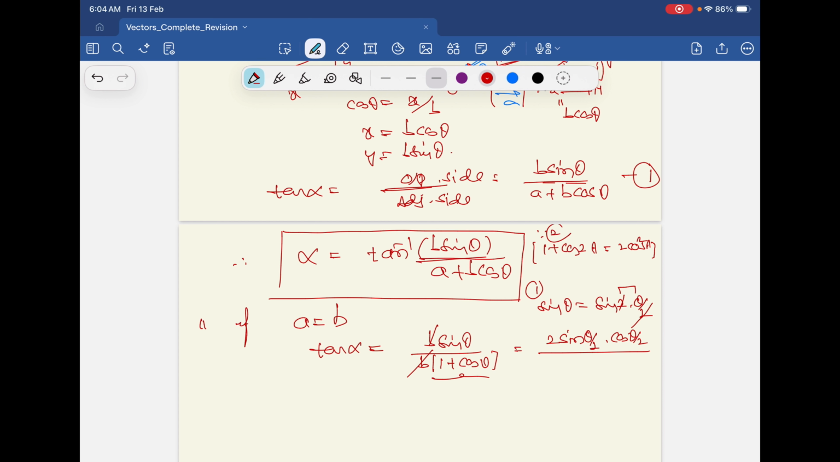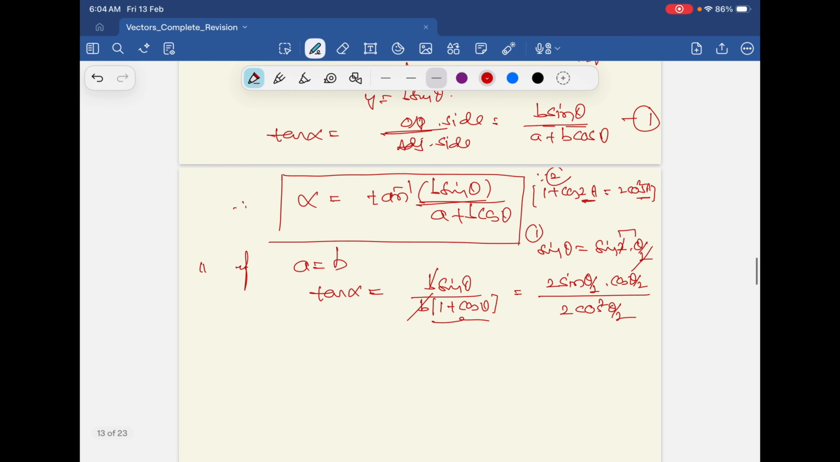Okay, now if you substitute these values, 1 plus cos 2a is 2 cos square a. When this is 2 theta, this is becoming theta. So here a becomes theta by 2. So 2 cos square theta by 2. This is called the half angle identity.